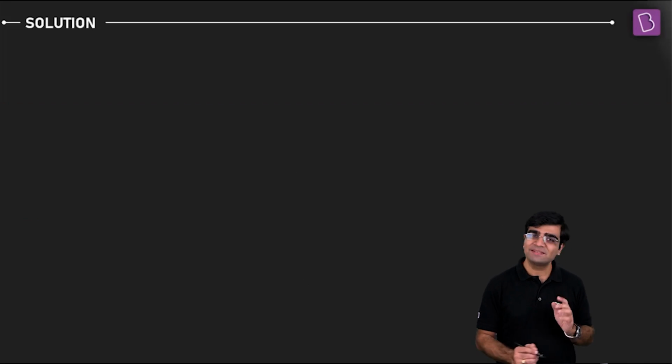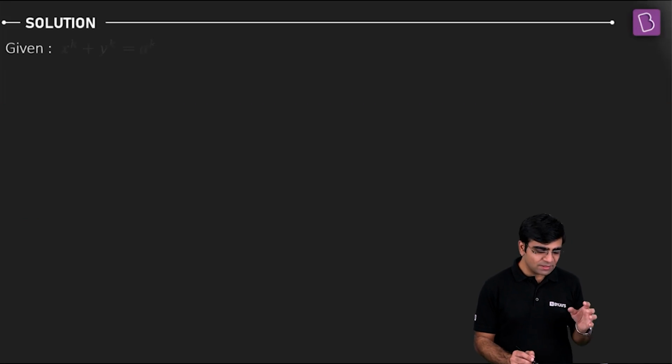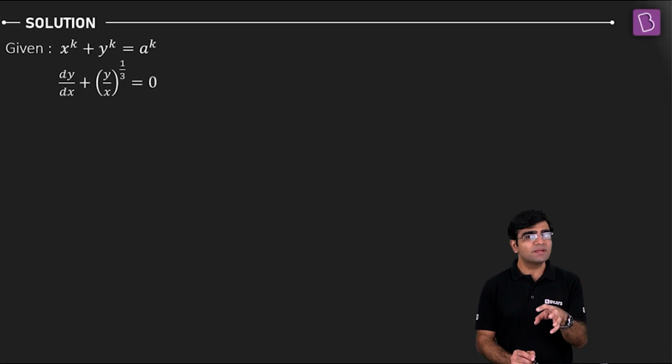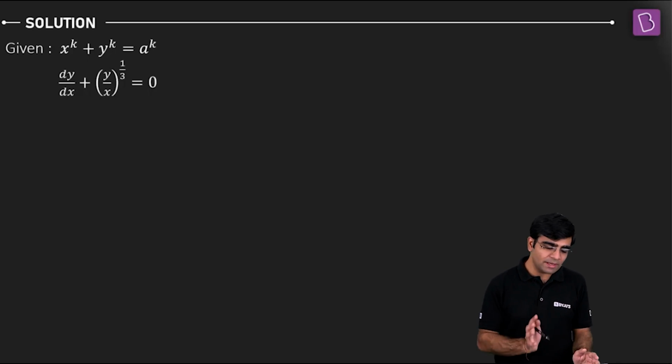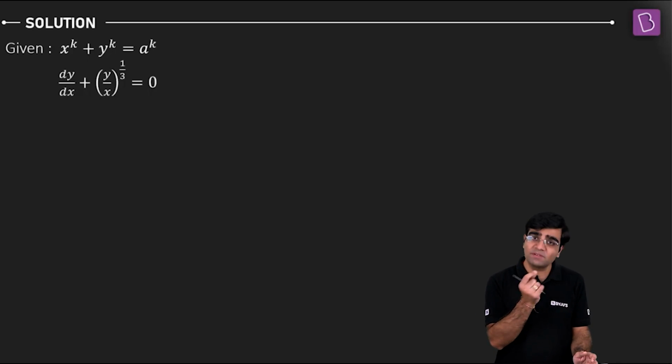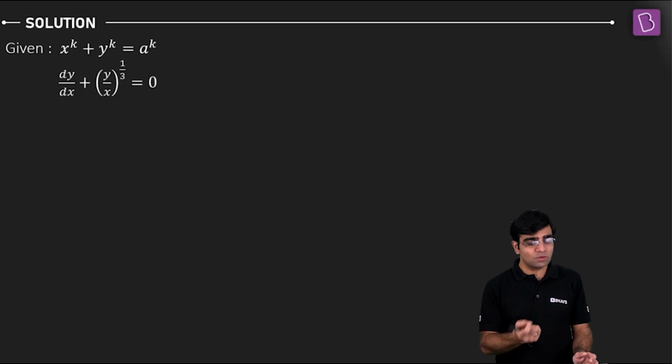All right. So let me quickly start the solution. My original given relation is x raised to k plus y raised to k equal to a raised to k. And the derivative relation, which was dy by dx plus (y by x) raised to 1 by 3 equal to 0. So what do I have to do? I have to infer the value of k from here. All right, so if I have to infer the value of k from here, what do I need to do? I just have to figure out dy by dx from the given equation.